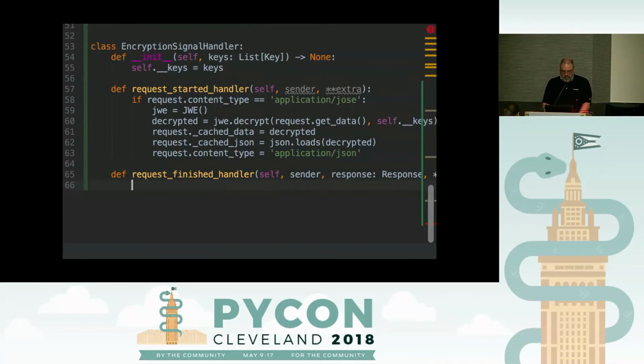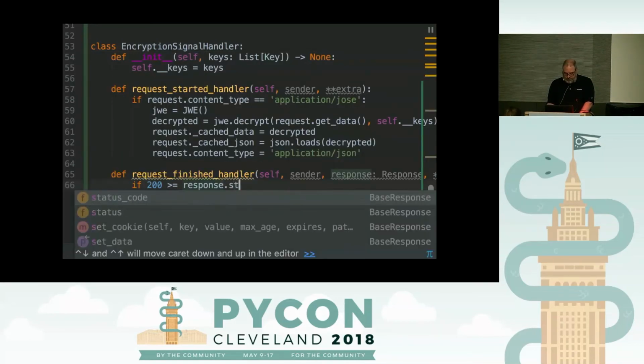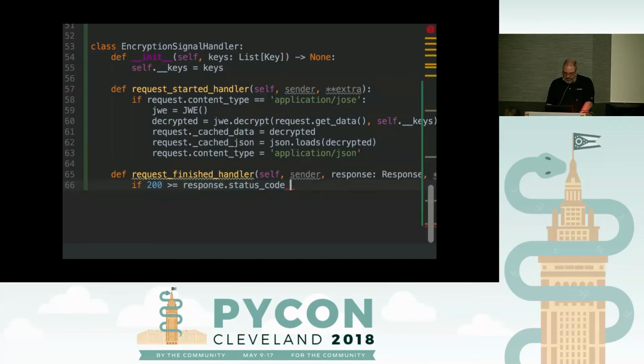Okay, all right, so what we need to do now is start encrypting things. So we have a request finish handler. First thing we want to make sure is that we're not getting an error. So we want to make sure that the response status code is between 200 and 300.